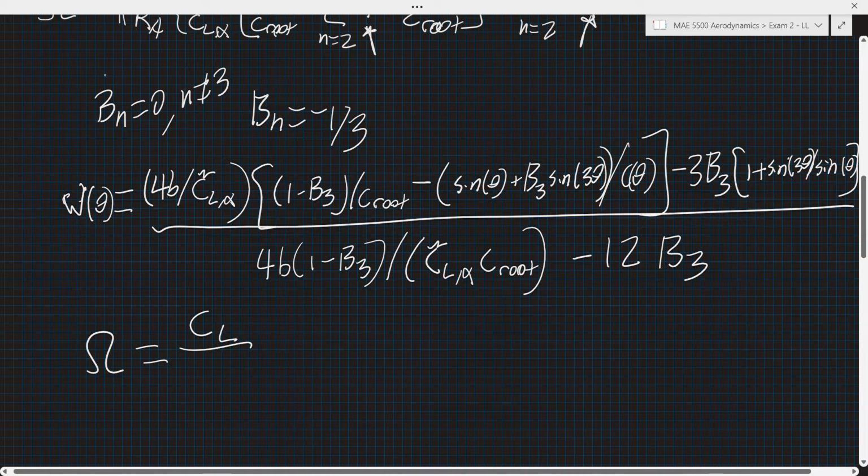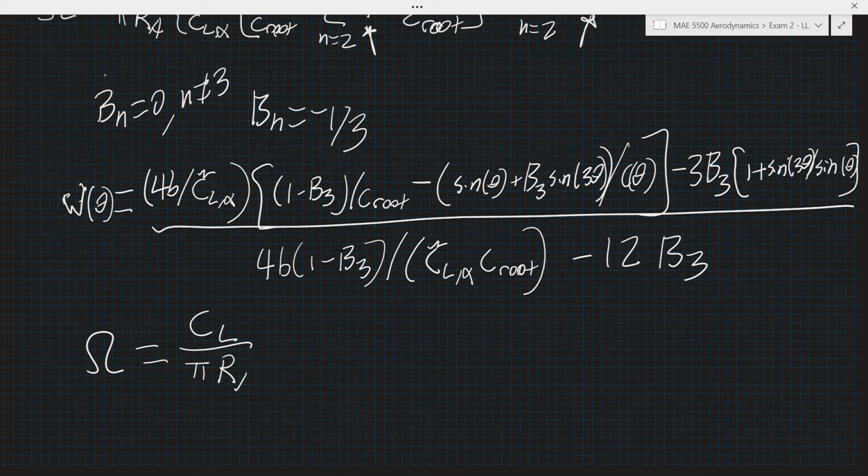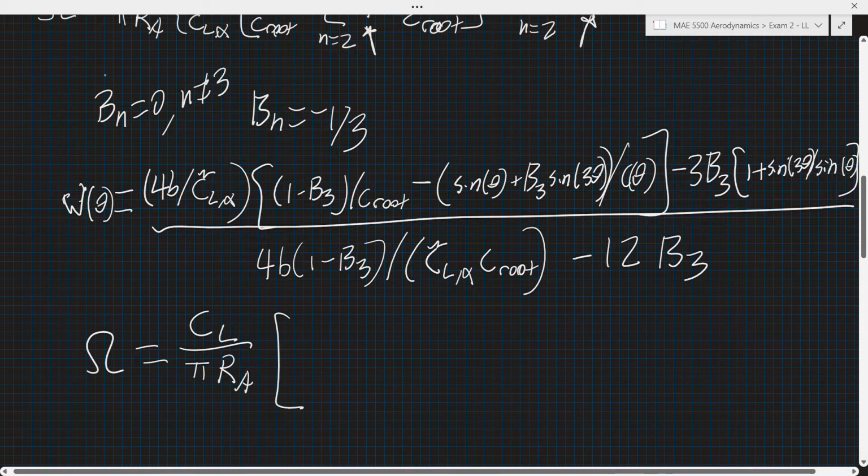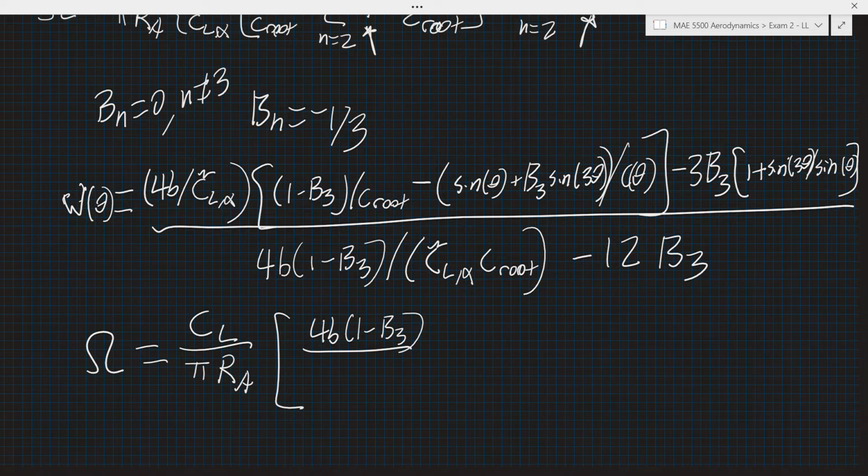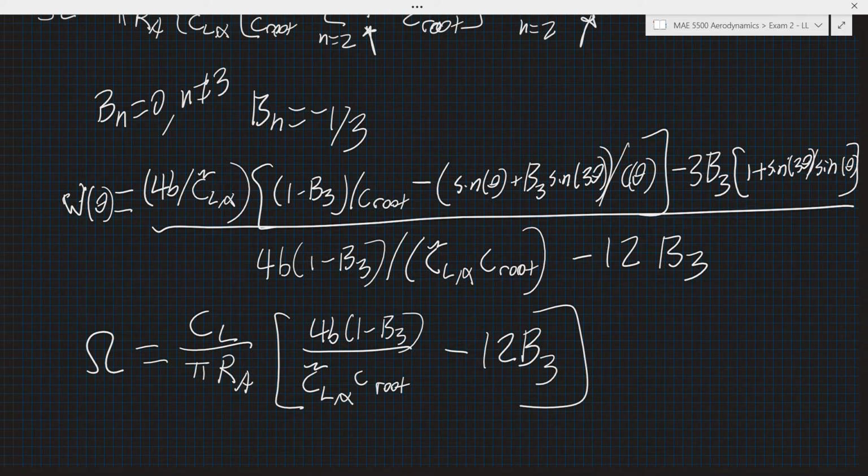And our twist amount is the following. It's a little bit easier. CL over pi RA times 4b times 1 minus B3 all over CL alpha tilde C root, all minus 12B3. Okay.